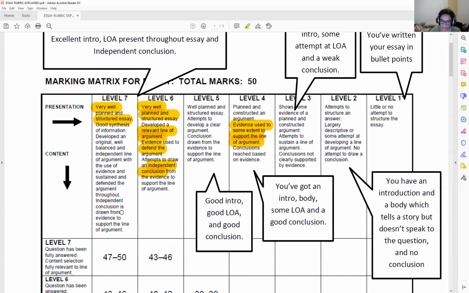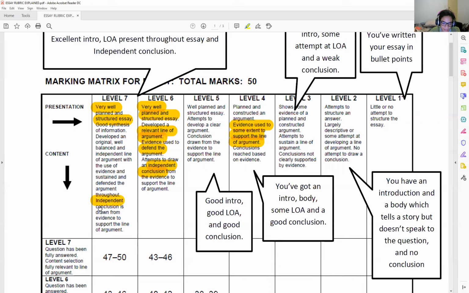Basically, I told you I struggle a bit with marking level 7 and level 6, but basically if I cannot find a fault in how you have set up your essay, in how you have your introduction, how you have your body, how you have your conclusion, your line of argument, then I would put my kids at level 7. But if I find like one or two little faults, then I put them at level 6, but I'm a very strict marker as well. You can see that an independent conclusion is drawn from the evidence to support the line of argument.